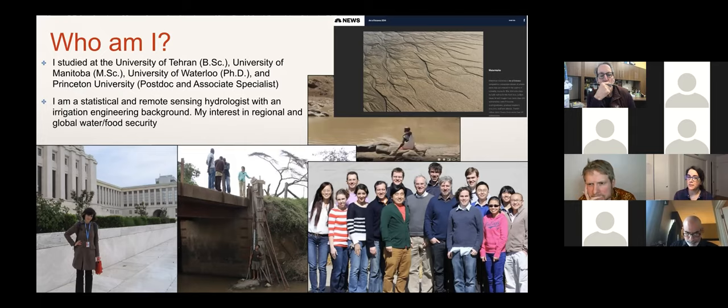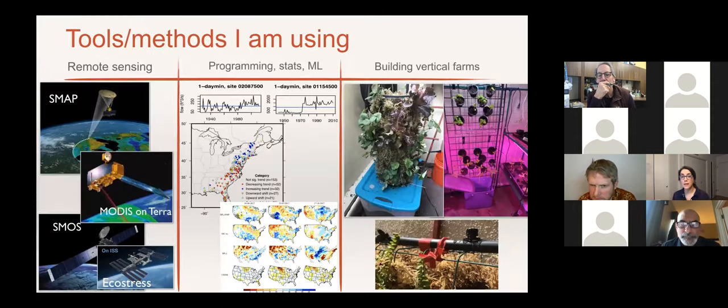I'm a statistical and remote sensing hydrologist with an irrigation engineering background. And if I want to put an umbrella over the topics I'm most interested in, it is any regional or global food and water security projects that are simple, understandable, and actionable. Tools I use for that are remote sensing data. These are sensors mounted on satellites that orbit around the Earth and give us information about available water, especially in remote areas of the globe, which is a very attractive option for compensating for the lack of access we have to those places.